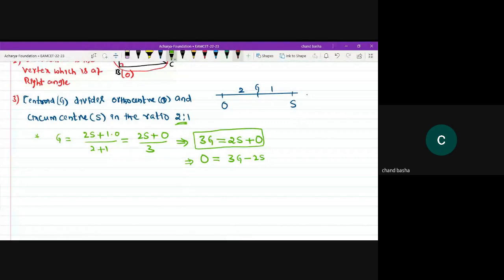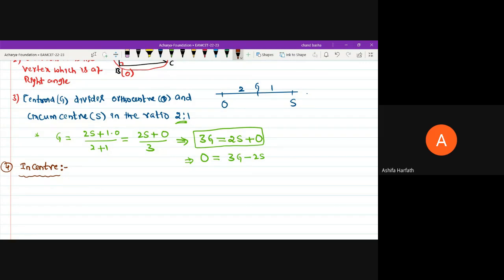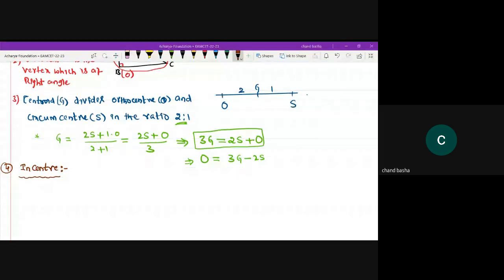Point number 4, the fourth point to be noted, is the incenter. I have sent all the synopsis and all the concepts we have shared. The material will be shared with you in your groups. Yes, please, you can ask.